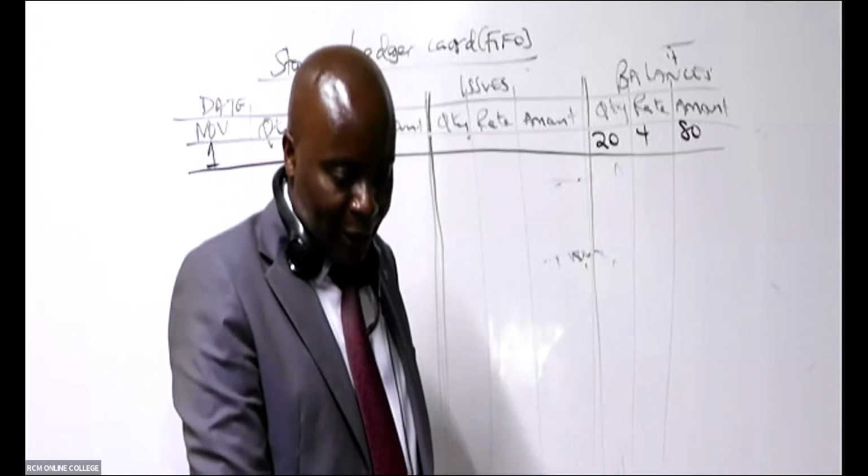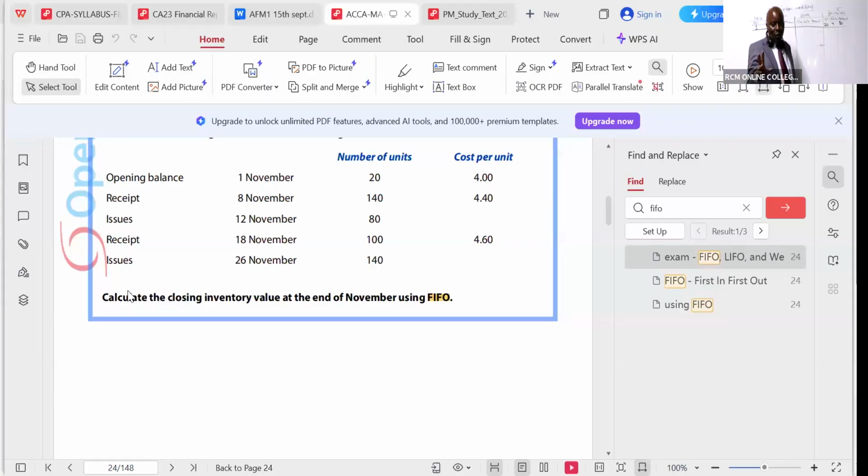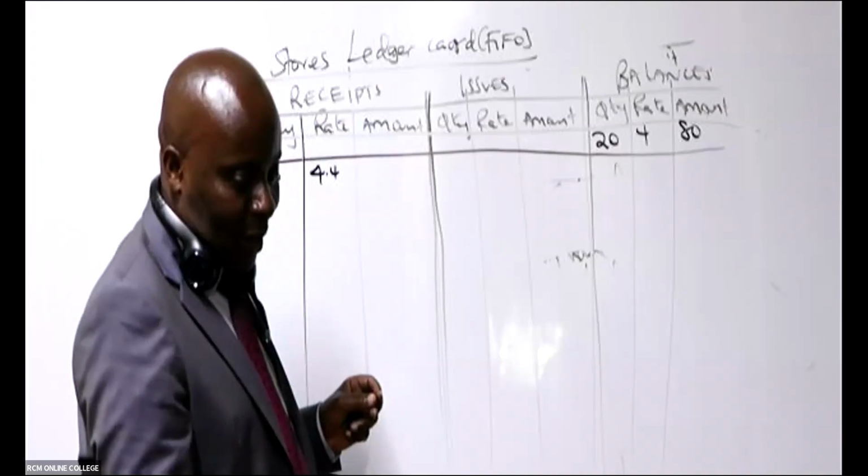So what happened on the next date? From the table that we received, how many? 140. And remember, this was on the 8th. Sorry, I forgot, this one here should have a line there. So on the 8th, we received, so let's record this in the receipts area. We received 140, and each one of them was worth 4.4. So are you able to tell me what is 140 times 4.4? 616.